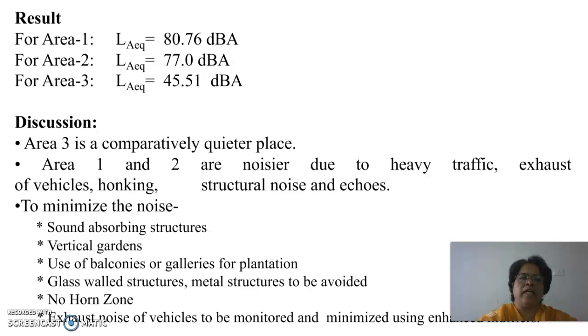Area 1 is giving an LAeq, equivalent continuous sound level, of 80.76 dBA. For area 2 it is 77 dBA and for area 3 it is 45.51 dBA. Now, area 3 is a comparatively quieter place. Area 1 and area 2 are noisier due to heavy traffic, vehicle exhaust, honking, structural noise and echoes.